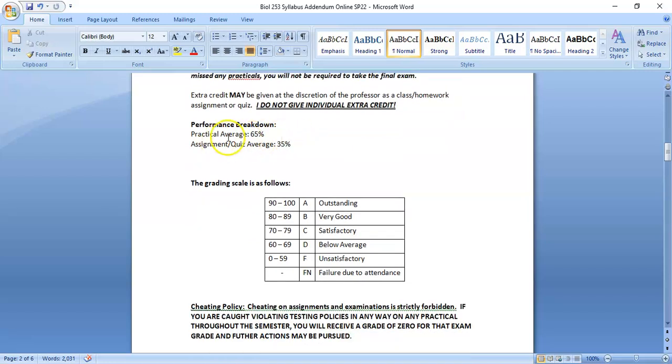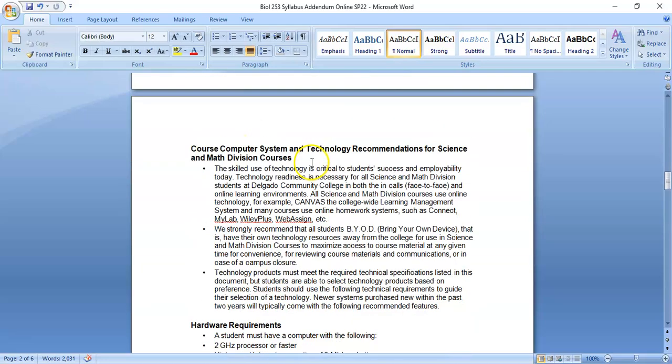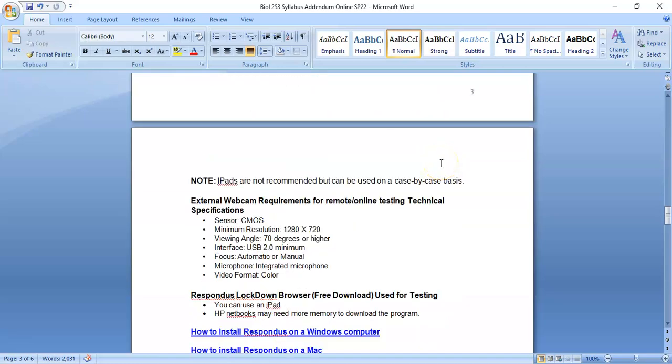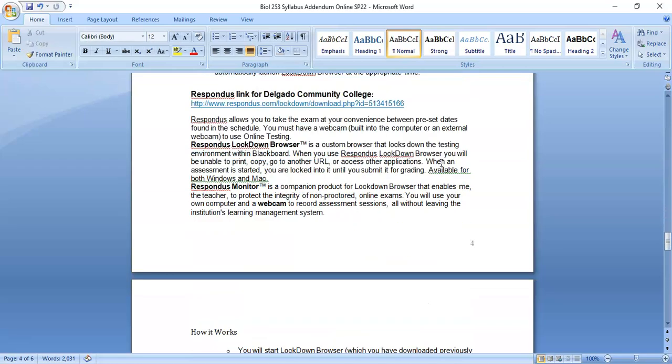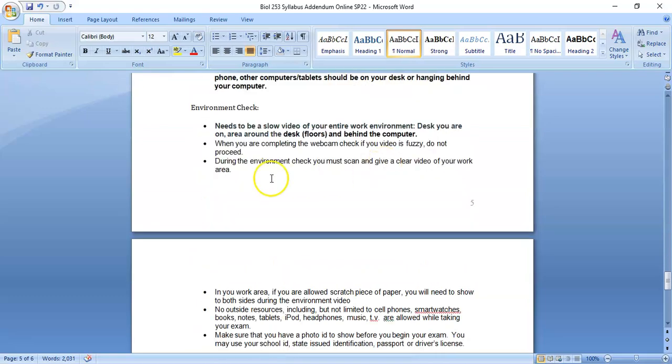Here again are the percentage breakdowns, the grading scale, cheating policy, and then after that I just have the information about technology requirements that you saw on Canvas. I put that in the syllabus just so that you have access to it someplace else again, should you have any questions.